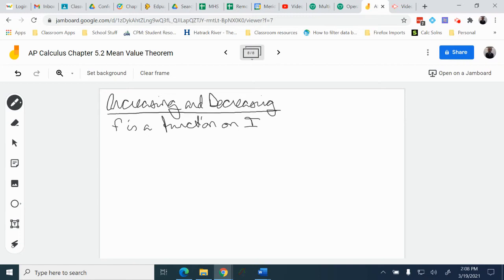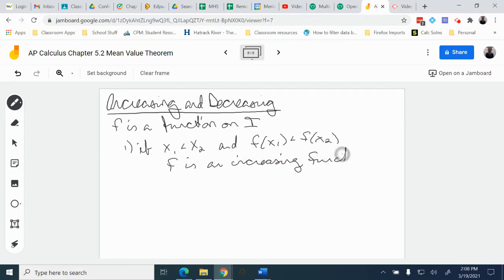and 1, if x1 is less than x2, in other words, moving to the right, and f of x1 is less than f of x2, f is an increasing function. No kidding. But hey, I told you we were going to prove something that seems self-evident.